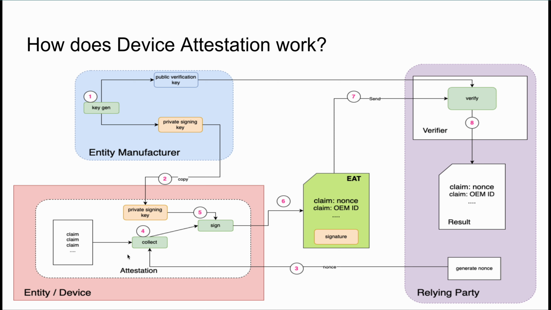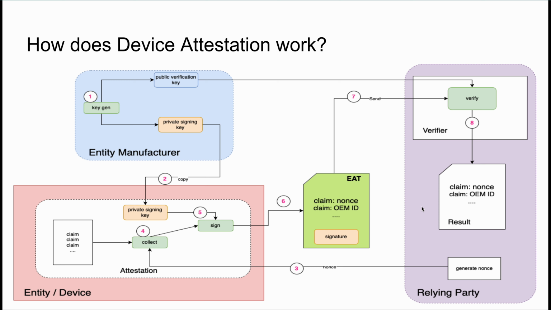Now the device collects all the claims and also the nonce that it gets from the relying party, creates a payload, signs it using a private signing key, and creates an EAT token. The EAT token has all the claims that are CBOR encoded and the signature that is COSE encrypted. Now this EAT token is sent to the relying party.